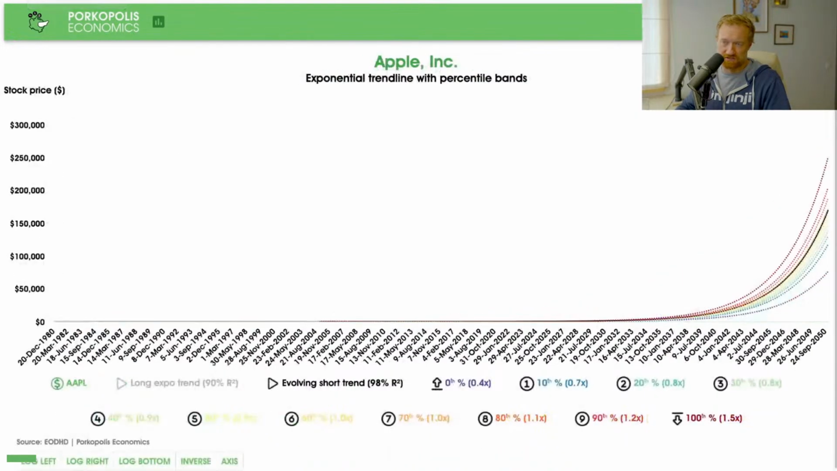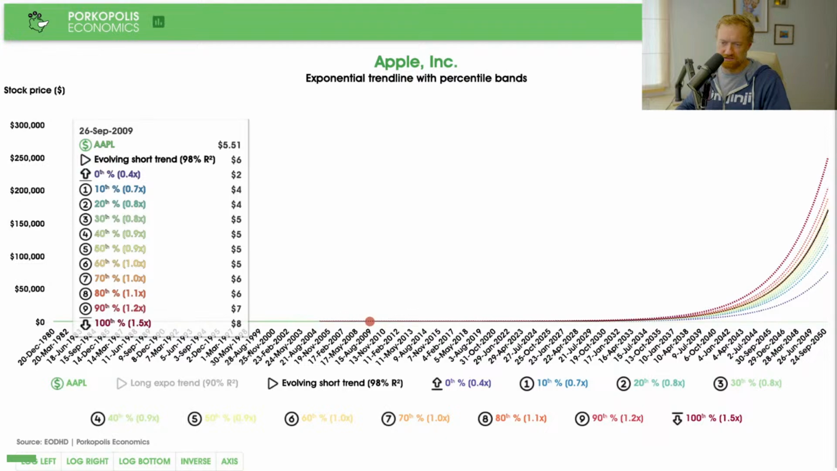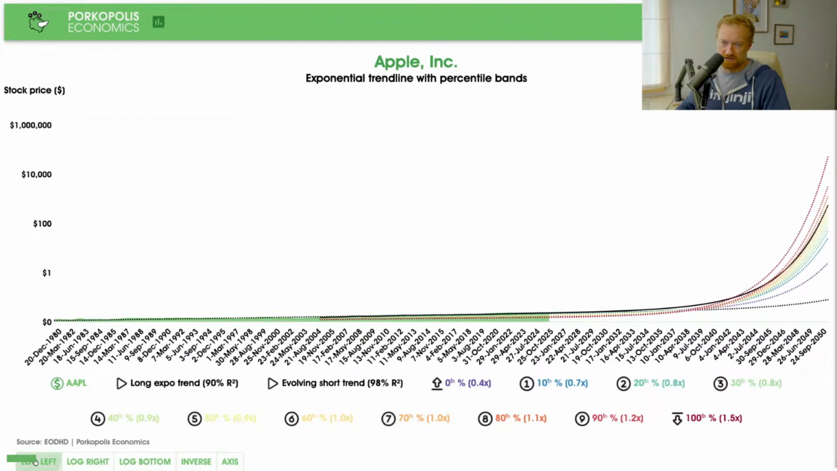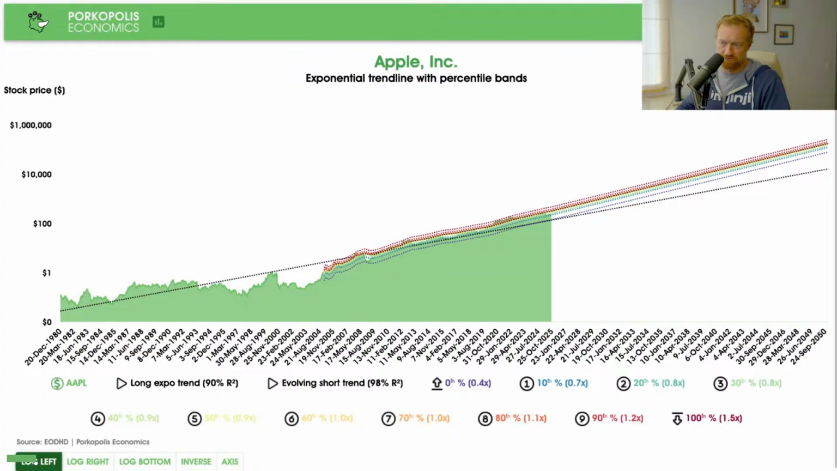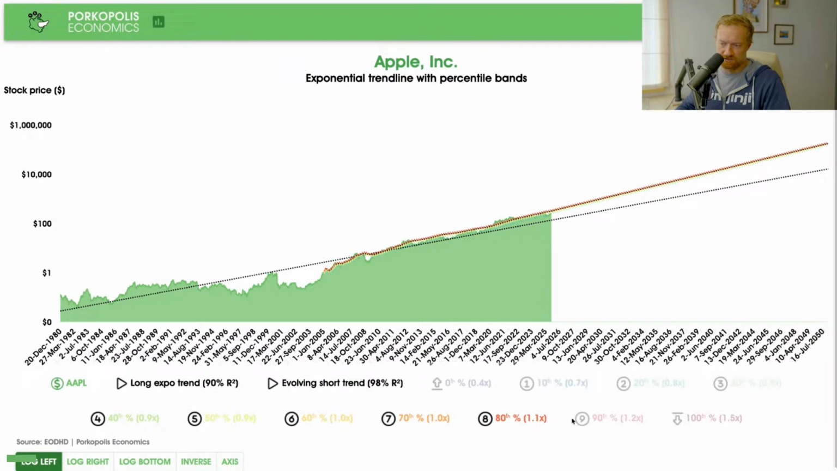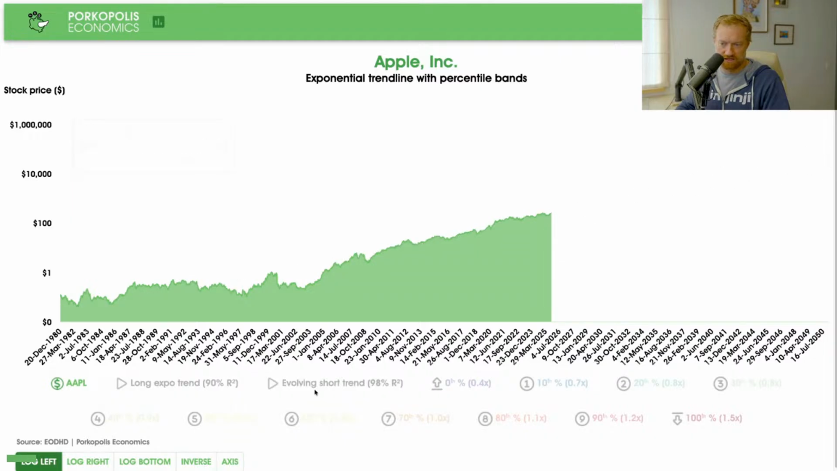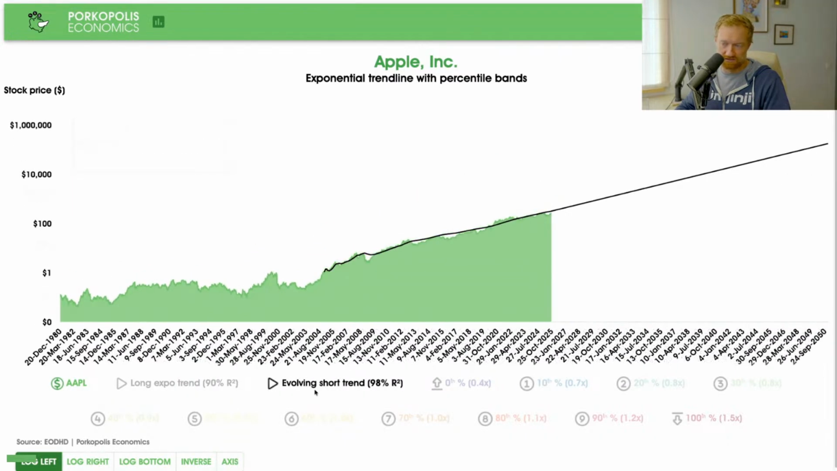I'll get some new charts today, I promise you, but I just want to show you. So now let's put this on log scale on the left. What I actually have is two trends. I'll just take everything off so you can see it here. For Apple, I have an overall long expo trend, which is this dotted line, and I have an evolving short moving into the projected expo trend, which is the solid black line.